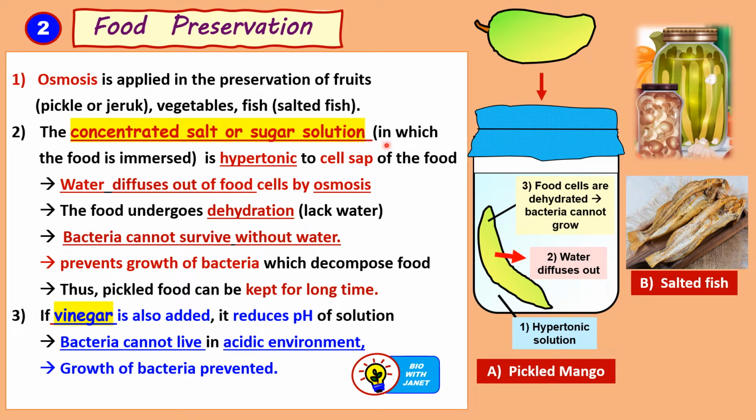Now, how about salted fish? Same principle, because when we rub salt on the raw fish, the salt will dissolve and form a hypertonic solution. Then it will cause water to diffuse out of the fish cells by osmosis, and the fish cells will become dehydrated, so the bacteria won't be able to survive in the fish tissues, and the fish can last a long time.